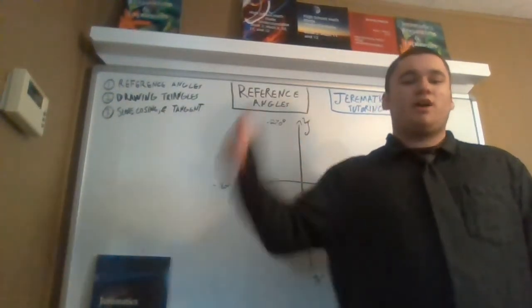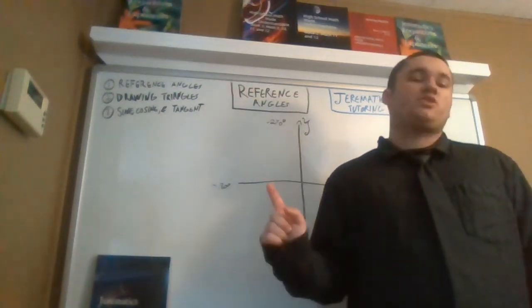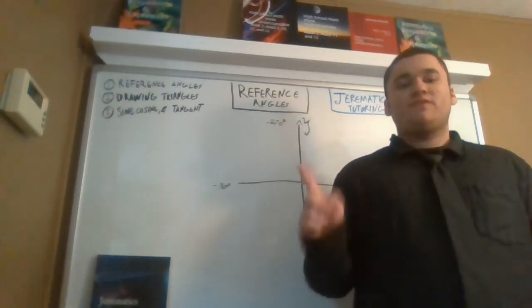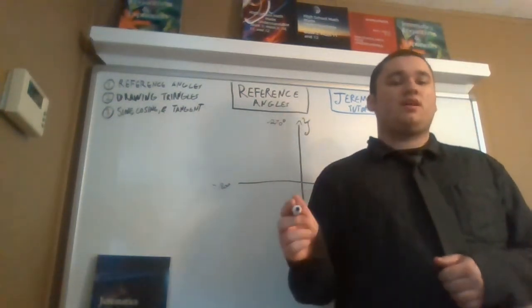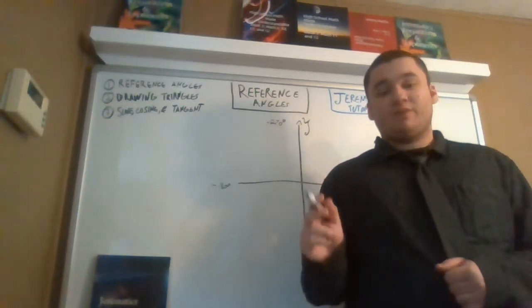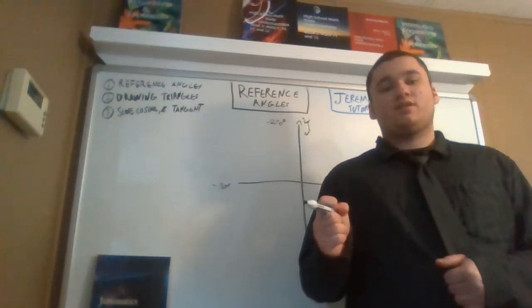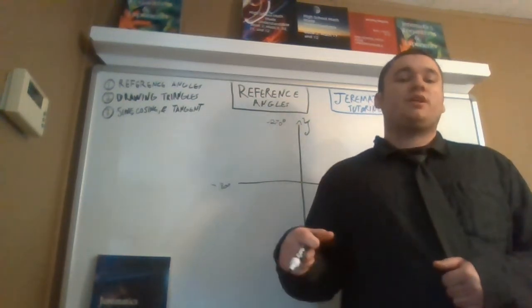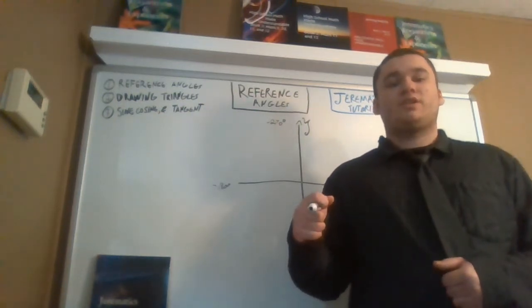In this video, I will be teaching you about reference angles. But before I teach you about reference angles, I need to show you how to draw negative angles, something I didn't show you in the last video. If you draw a negative angle, the direction of rotation is the opposite of what it would be if it was positive. Because remember, in standard position, if your angle is positive, then the direction of rotation is counterclockwise. But if your angle is negative, then the direction of rotation is clockwise.